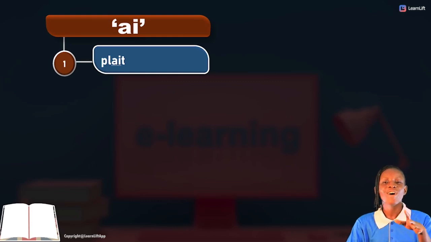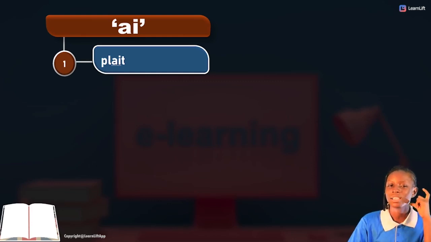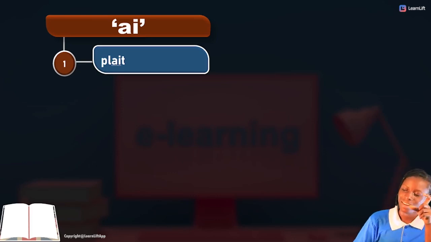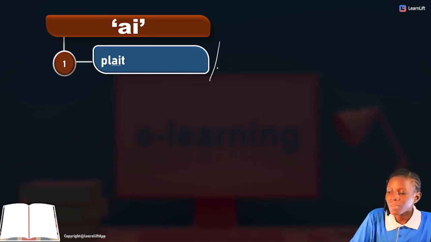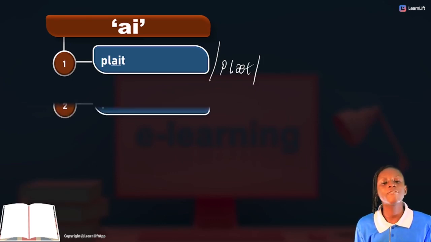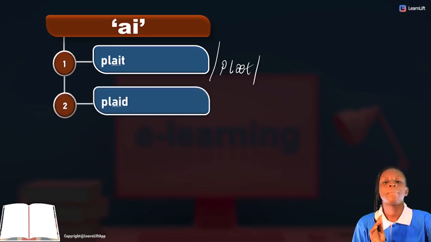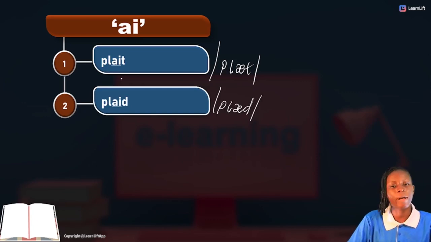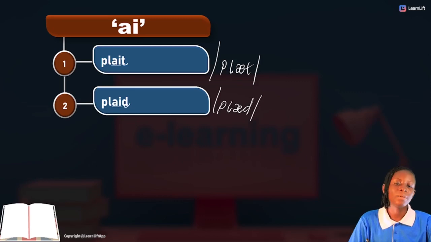Let's transcribe plait together, listening to our sounds and ignoring our letters. Plait is transcribed as plat, just that, plat. And the next we have plat. Now plat is transcribed as plat, just as our plat, but in our plat we have words ending with a different sound.